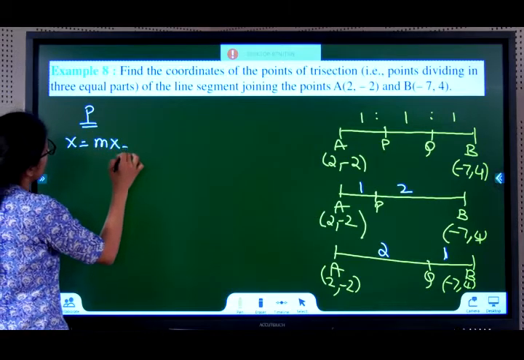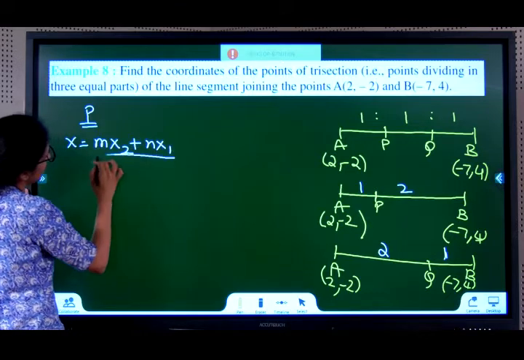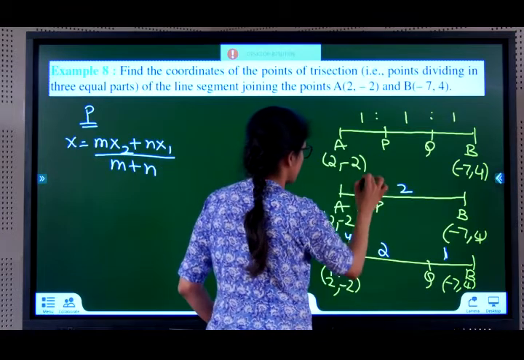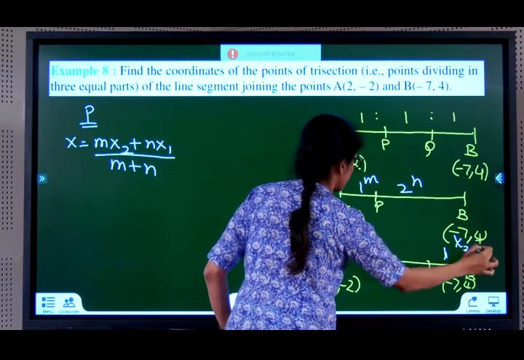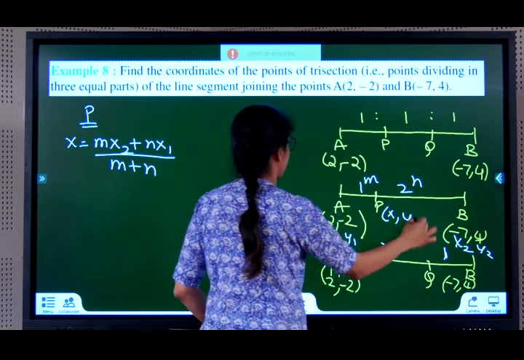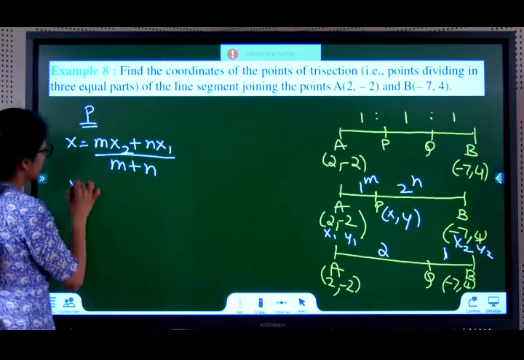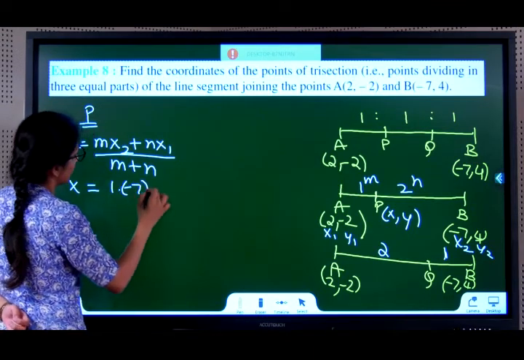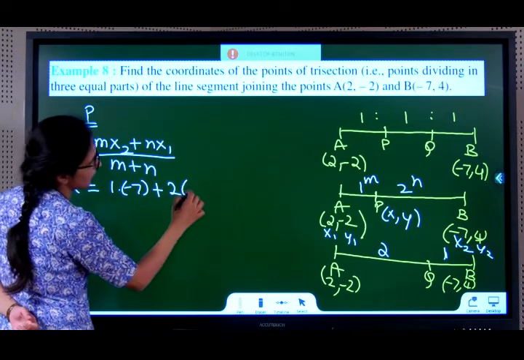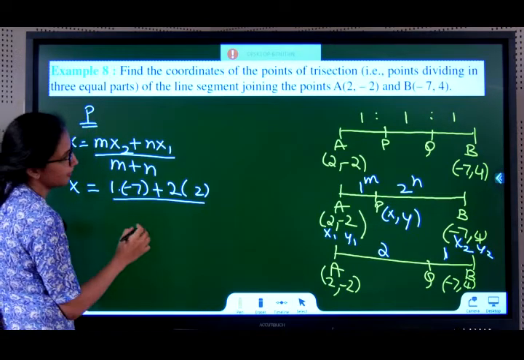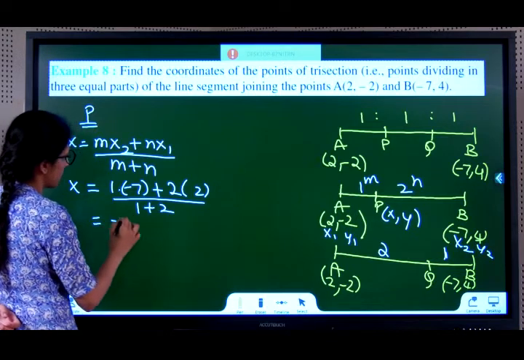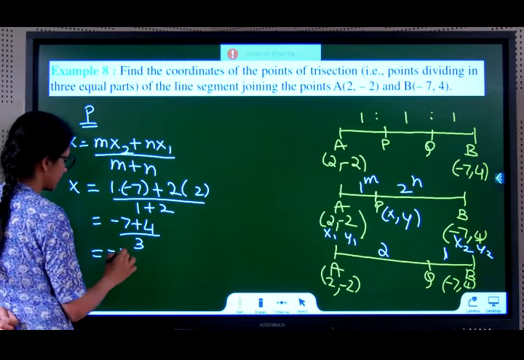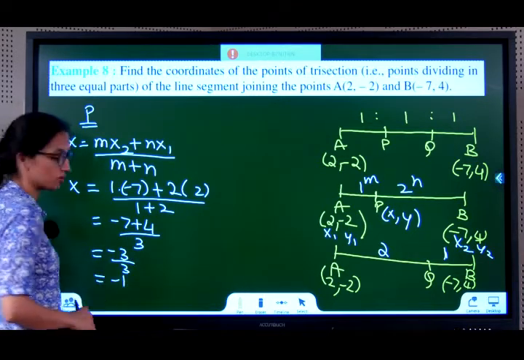Applying the section formula, x is equal to (m x2 plus n x1) by (m plus n). Correct? So this is x1 y1, m n, x2 y2, and here we have x comma y. Let's start. So x is equal to m, what is m? 1. What is x2? Minus 7, plus what is n? 2. What is x1? 2, divided by 1 plus 2. Minus 7 plus 4 by 3. Minus 7 plus 4, minus 3 divided by 3, minus 1.